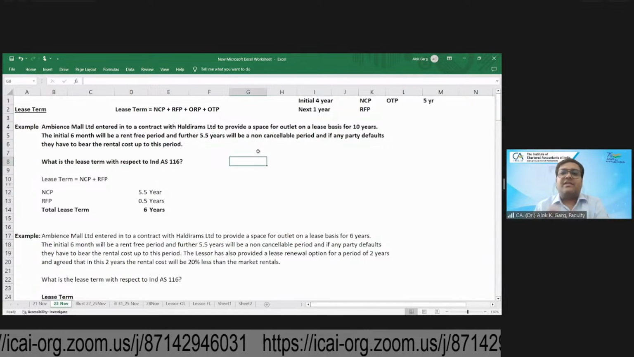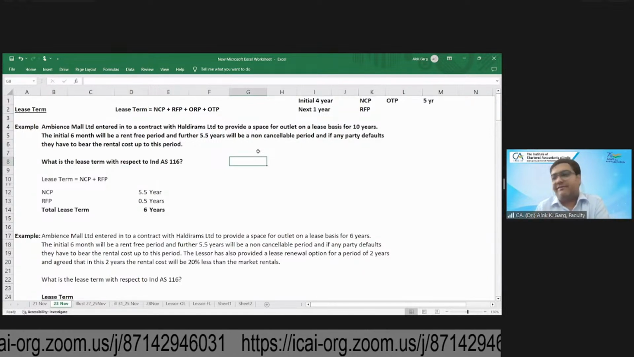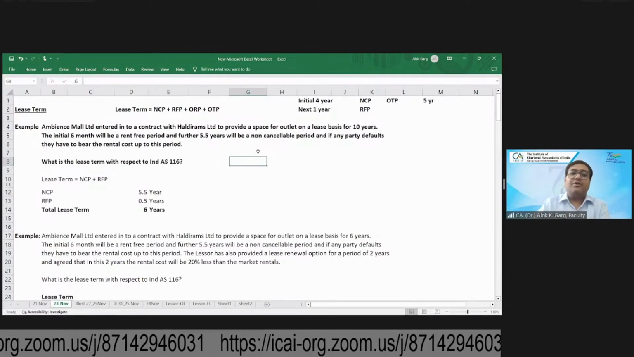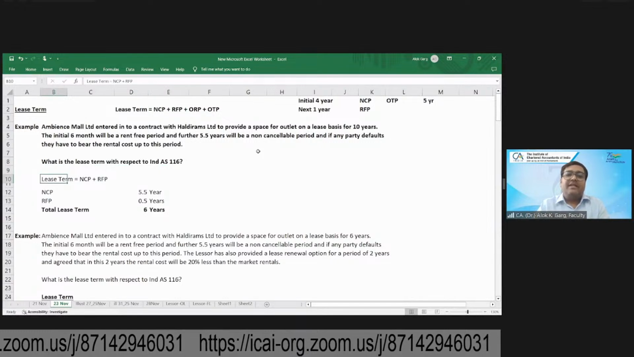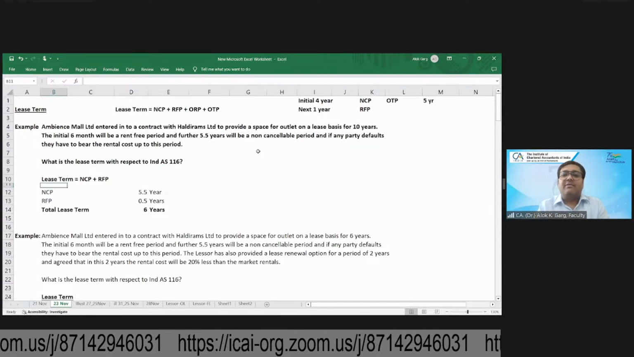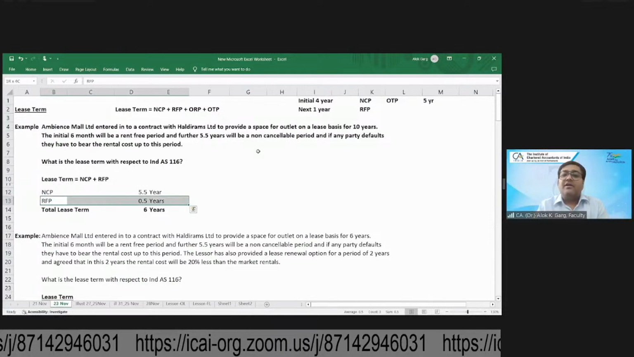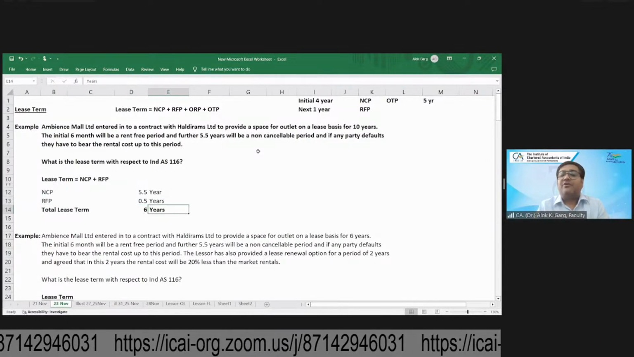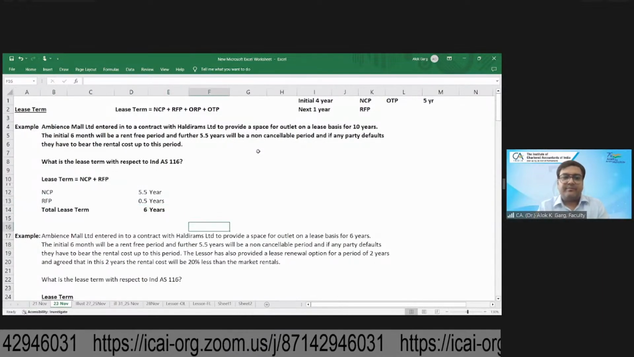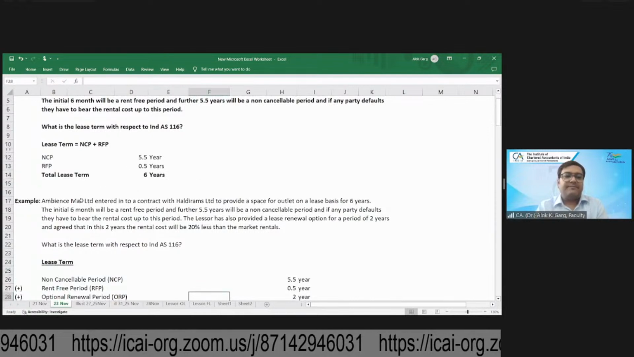There is no indication about an optional termination period given, nothing. So in this case, what is my lease term? My lease term is equal to non-cancelable period plus rent-free period. Non-cancelable period is 5.5 years. Rent-free period is 0.5 year. My total lease term will be 6 years. Next example.